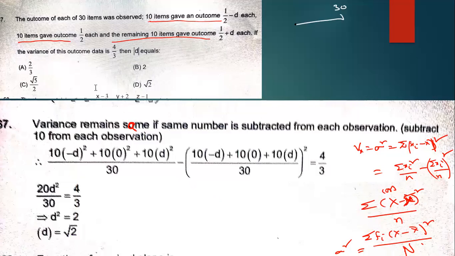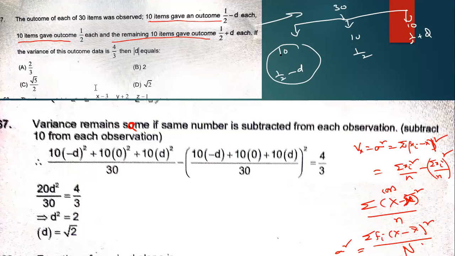With 30 observations, you can split it into 3 cases. I'm writing: one is 10, 10, 10, with 1 by 2 minus d. What about this case? This is 1 by 2, and this is 1 by 2 plus d, from this diagram. From this question, see carefully: 10 items are giving the outcome 1 by 2 minus d each, here also 1 by 2, and here 1 by 2 plus d.